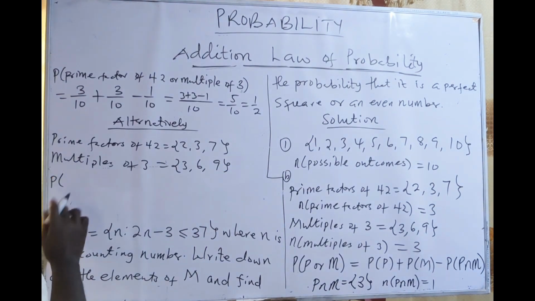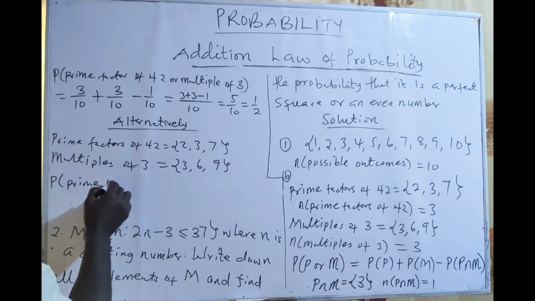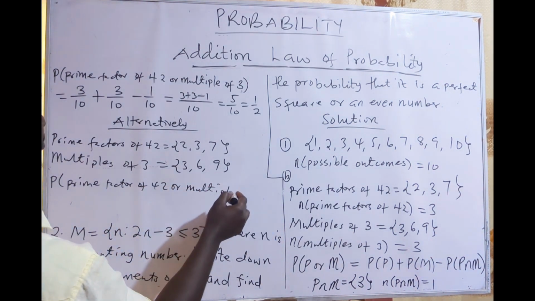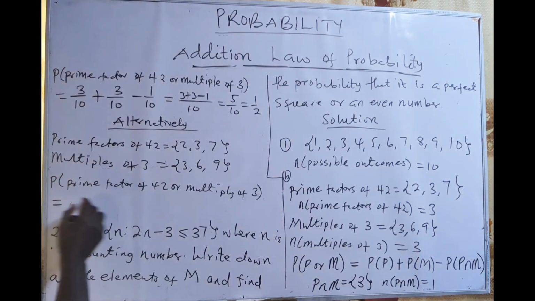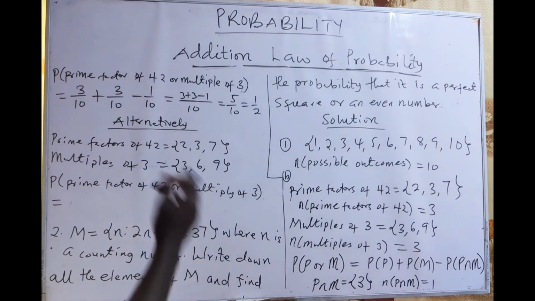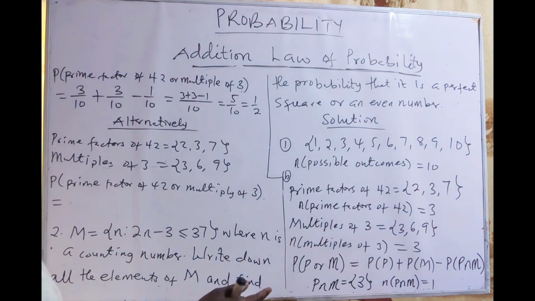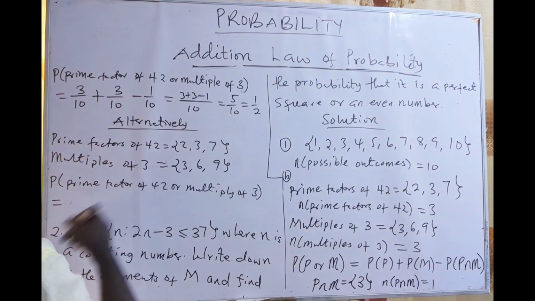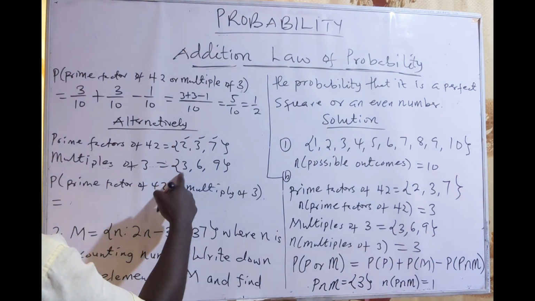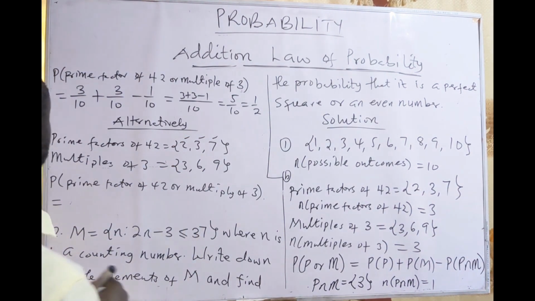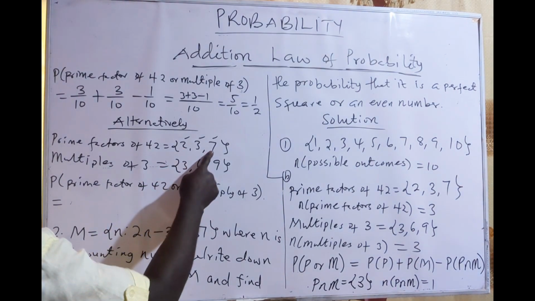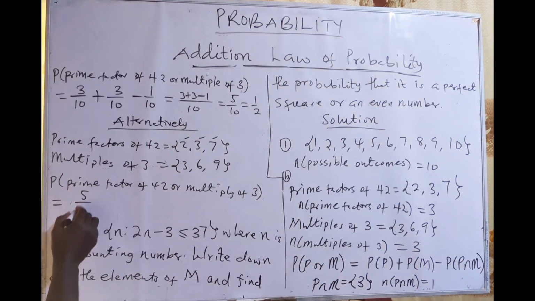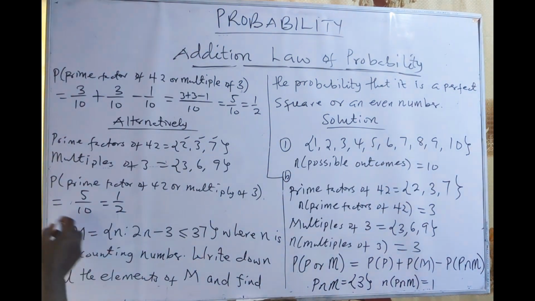The probability of a prime factor of 42 or multiple of 3. So the "or" here means union. So you are going to add the two. You are going to count how many numbers are there. 1, 2, 3. So you have counted these 1, 2, 3. So you don't count this one again as you are listing union. So the union of the two is 1, 2, 3, 4, 5. So 5. Then you divide by the number of possibilities, which is 10. And then 5 over 10 will give us 1 over 2.